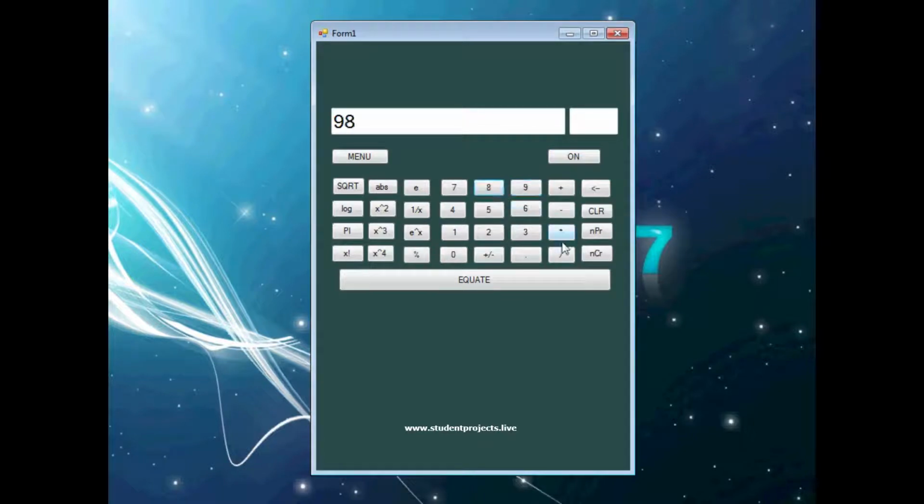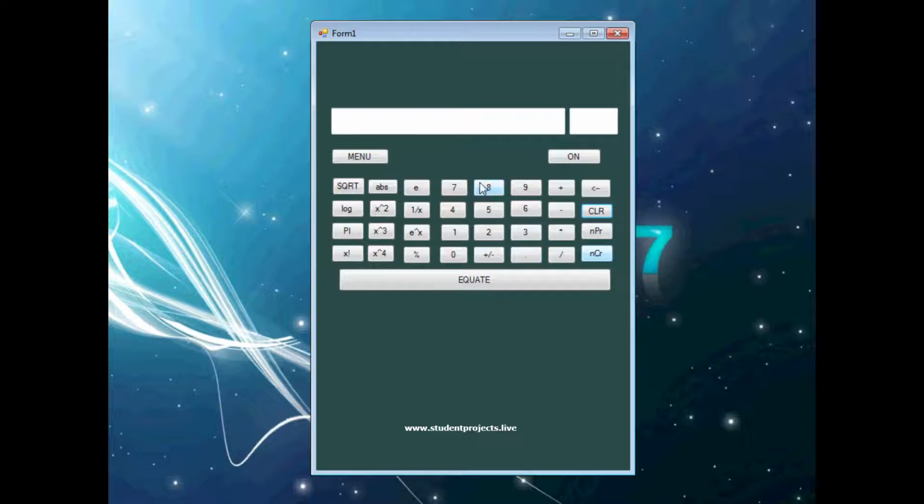We can perform addition, that is, let us click 98 plus 25. Clicking on the equate button, we can view the result, and clicking on the clear button, the text field will be cleared. Let us perform subtraction. 335 into 12. So this gives you 420. So it is multiplication. Then 36 divided by 12, answer is 3, which is a division.